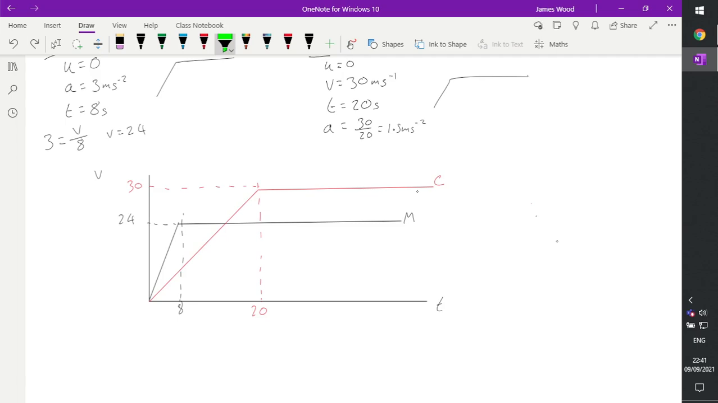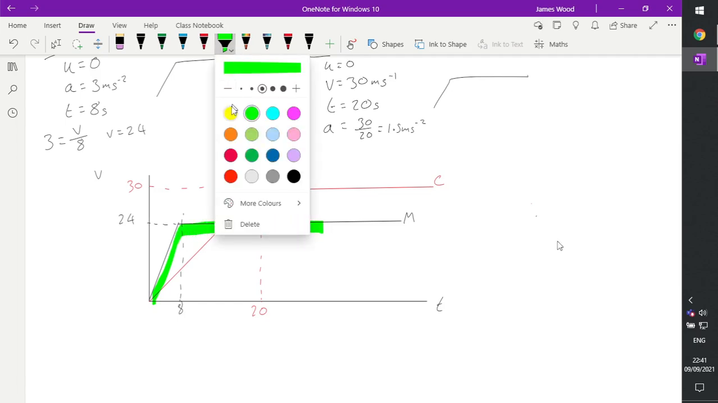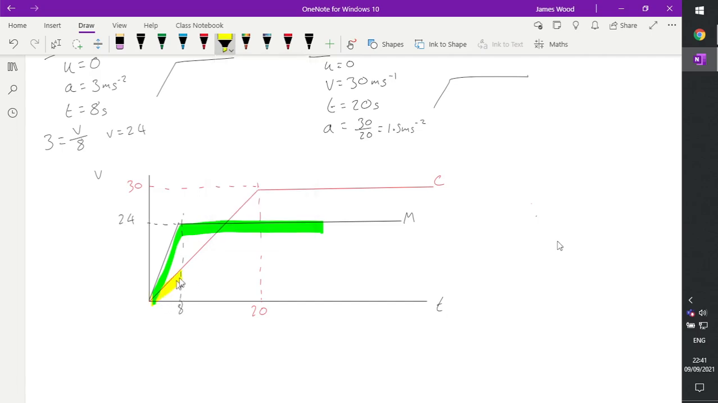What we're looking for is where is the area under these graphs the same? So if I was to shade in this area here, when does that area have exactly the same value as the area under this graph? After how long, basically? That's what we've got to work out. So I'm going to come up with an expression for the area under both of these shapes. Okay, so let's do the car first.